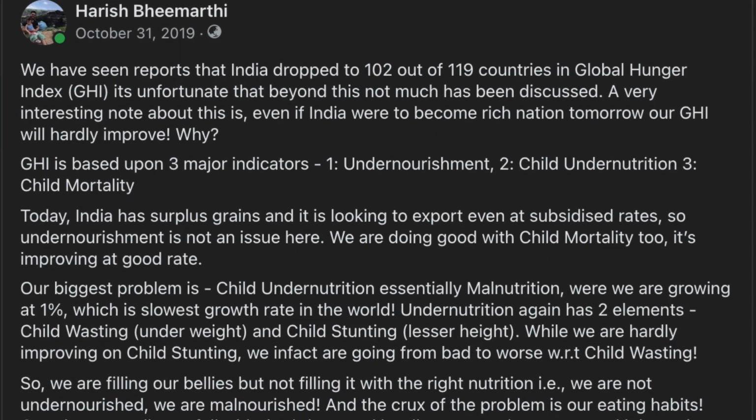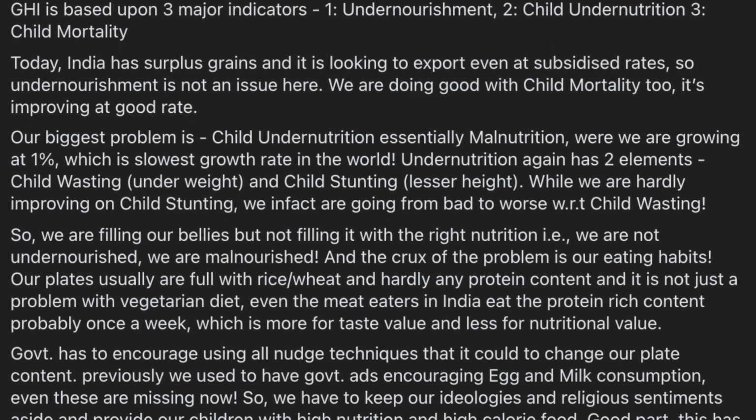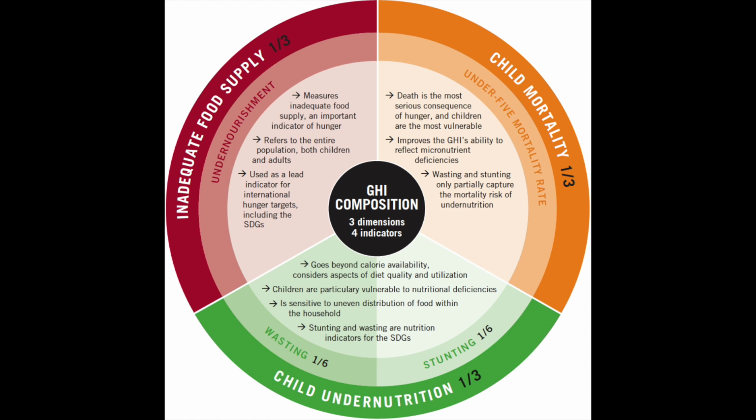A very interesting note about this is essentially even if India were to be rich tomorrow, our rank may not improve to a great extent. But why? I posted this message on my Facebook, and I will read it now for you. The Global Hunger Index is based upon three indicators: one, undernourishment; two, undernutrition; three, child mortality.